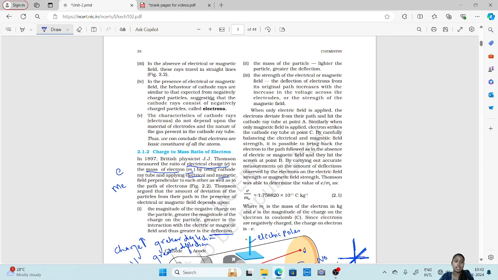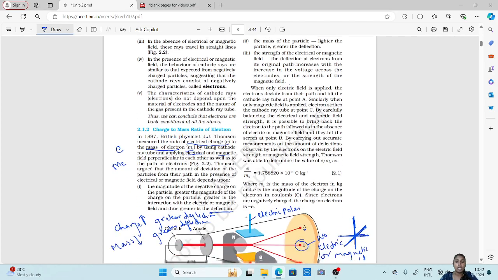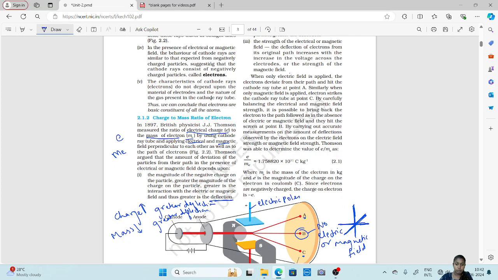Third point, he said, is the strength of the electrical or magnetic field. The deflection of electrons from the original path increases with the increase in the voltage across the electrodes or the strength of the magnetic field. Now, this is the original path of the electrons or the particles. They move in a straight line. If I apply a high amount of voltage or the strength of the magnet is high, you will see the deflection. So even if we increase the strength of both these components, you can see the deflection. Apart from this, you can also see the deflection if the particle has higher charge and less mass.